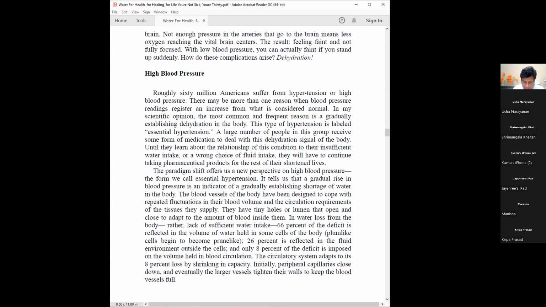In water loss from the body, through lack of sufficient water intake, 66% of the deficit is reflected in the volume of water held in some cells of the body. Plum-like cells begin to become prune-like. 26% is reflected in the fluid environment outside the cells, and only 8% of the deficit is imposed on the volume held in blood circulation. The circulatory system adapts to its 8% loss by shrinking in capacity. Initially, peripheral capillaries close down, and eventually the larger vessels tighten their walls to keep the blood vessels full.